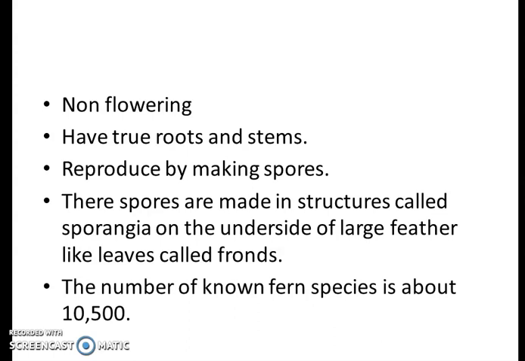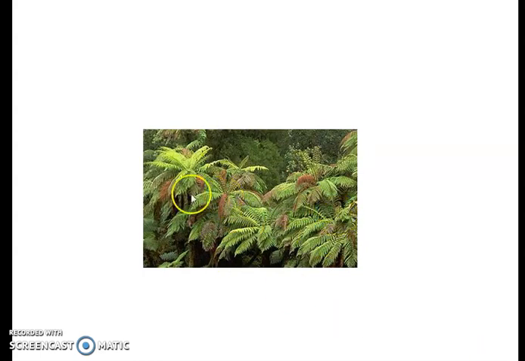The number of known fern species is about 10,500. There are approximately 10,500 species of the ferns. So it means this also makes a large group of plants. Right now you can see here a fern picture is shown in the diagram. Their leaves are just like the feathers, and under the feathers are the spores. Those spores are used to make the new ferns. So there are nearly 10,500 species, and this is one of the species you can see on your screen.